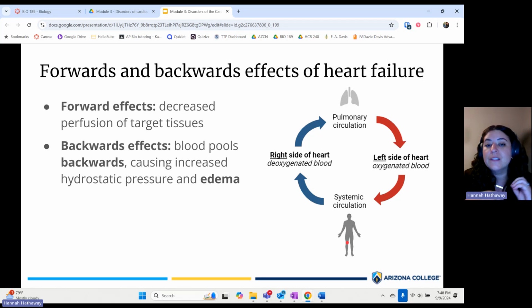In other words, that causes swelling. And it can cause swelling in different places. We often think of swelling in your feet or in your hands. Edema just means there's too much fluid wherever. So you can have edema all over the body. So once again, forward effects are whatever's not getting enough perfusion, meaning not getting enough blood delivery. Backwards effects, we're having buildup, pooling of blood, and that's causing edema. And you can have forward and backwards effects for right or left side. I just only put that.